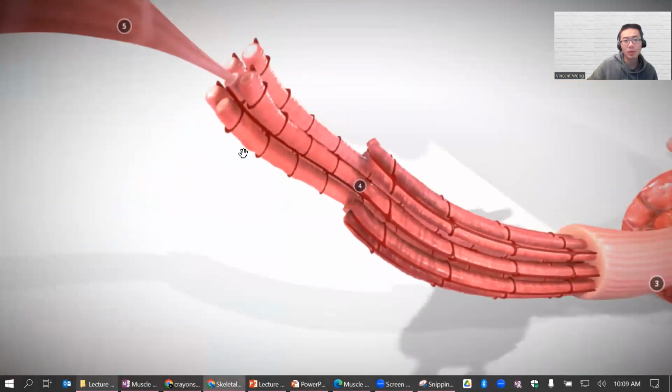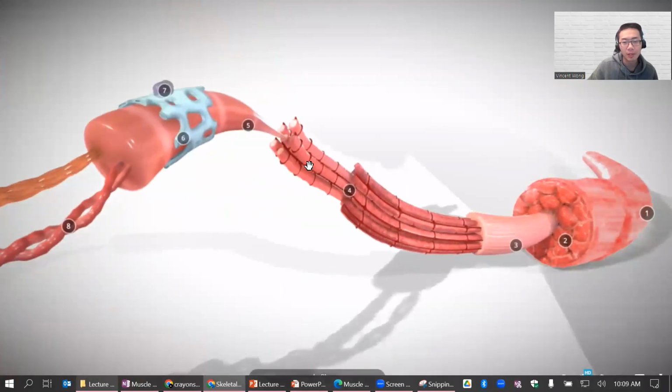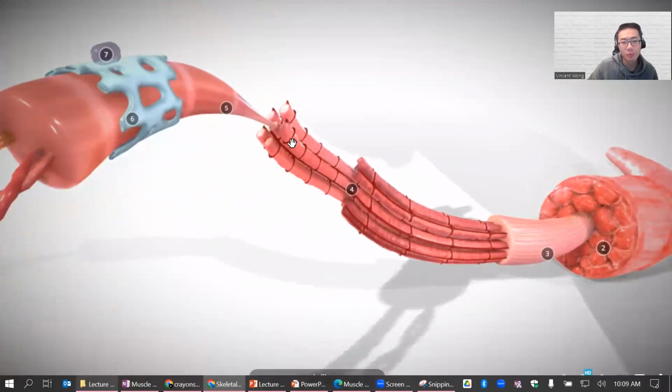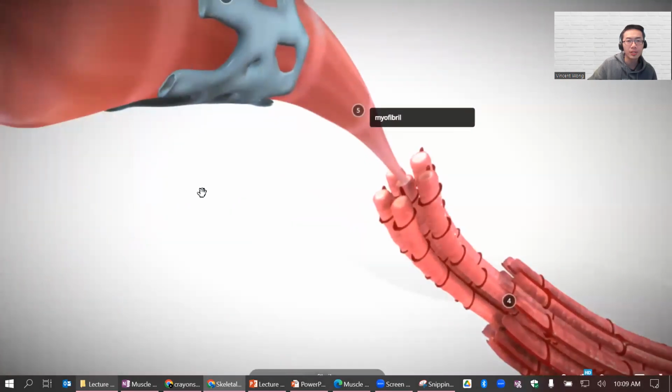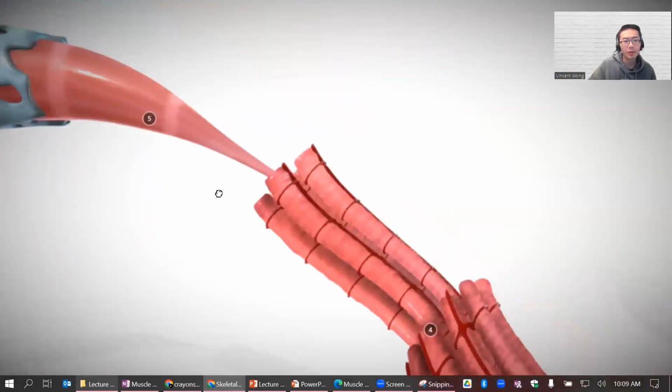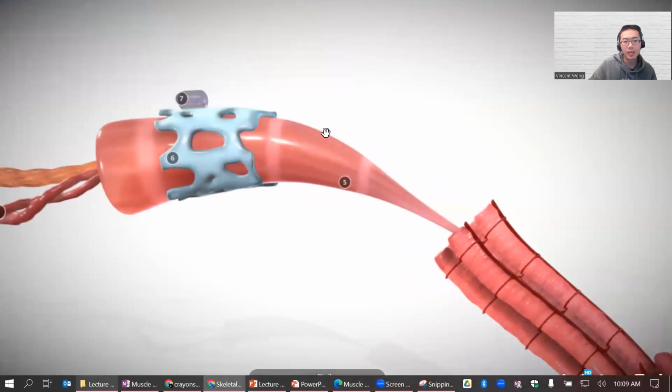And when you take a look at the individual muscle fiber, all these red rings are actually the T tubules, which would then go into each of these myofibrils. That's what number 5 is, myofibrils. And myofibrils are made up of repeating units of sarcomere, right? So that's a sarcomere, that's another sarcomere. And wrapping around the sarcomere is number 6. What's number 6?